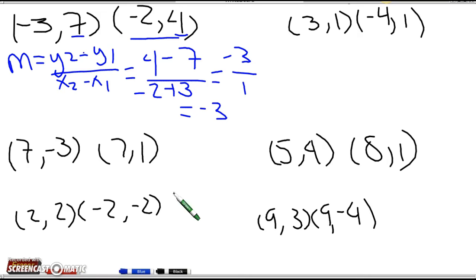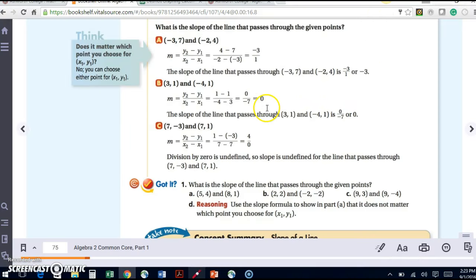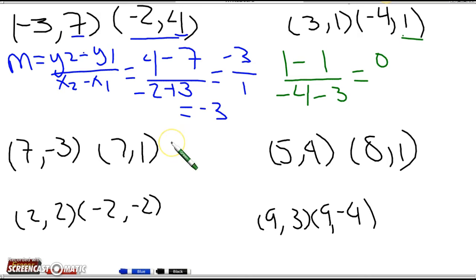Okay, so again, I'll choose this to be my y2. So that's 1 minus 1 divided by my x, which is negative 4 minus 3. 1 minus 1 is 0. I can stop there. Doesn't matter what the bottom is. So my slope is 0. Let's check it to see if we are right. Yep, slope is 0. All right, let's do the next one.